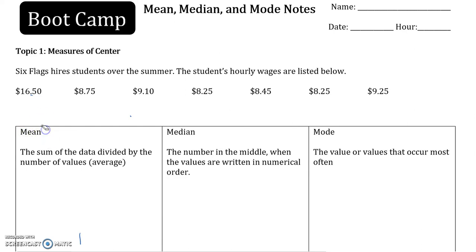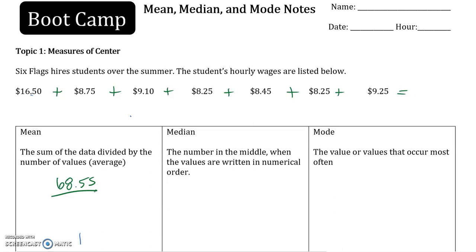The first one is the mean. Mean is the sum of the data divided by the number of values. It's very commonly referred to as the average. So if I'm going to calculate the mean, I am going to calculate the sum of all of these numbers. So I'm going to pop into my calculator, 16.50 plus 8.75 plus 9.10 plus 8.25 plus 8.45 plus 8.25 plus 9.25. And you end up with a grand total of 68.55.